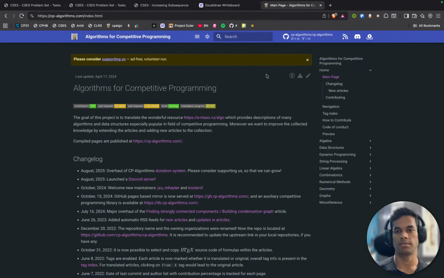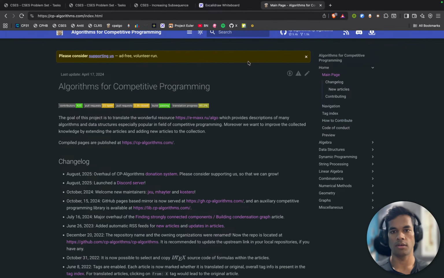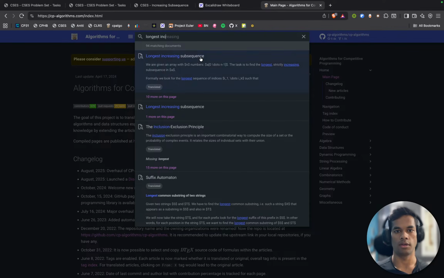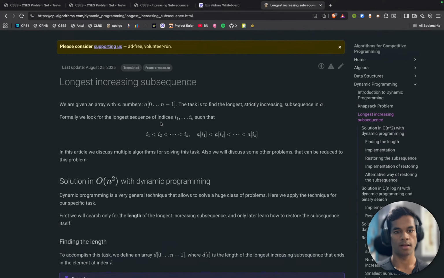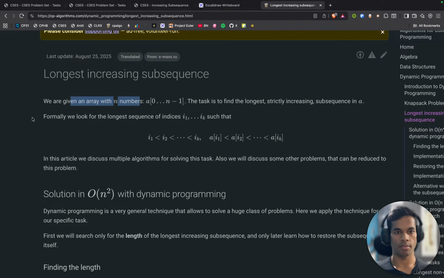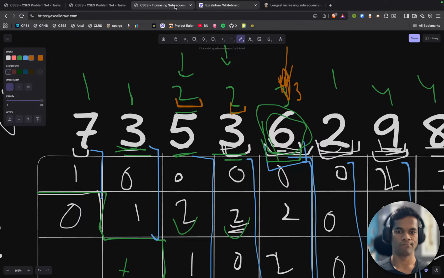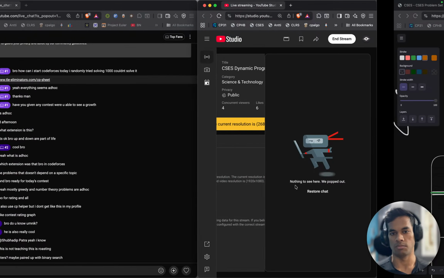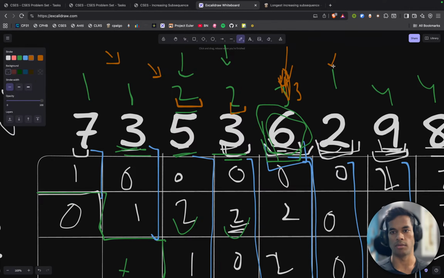I don't know. No. We'll have to look here. Longest increasing subsequence. See this. We are given an array, and there is no problem in the dynamic programming part. The only problem is in the optimization part and how to optimize the dynamic programming solution.